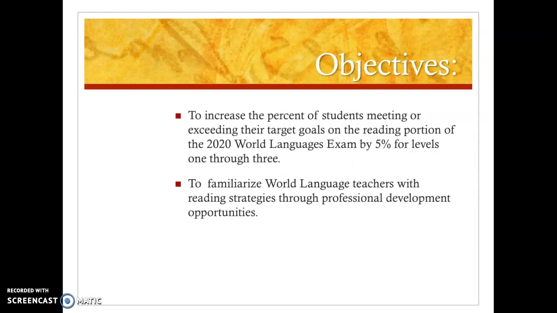So I had two objectives. The first objective was to increase the percent of students meeting or exceeding their target goals on the reading portion of the 2020 World Languages exam by 5% for levels 1 through 3. And the second objective was to familiarize the world language teachers with reading strategies that they could use through different professional development opportunities.